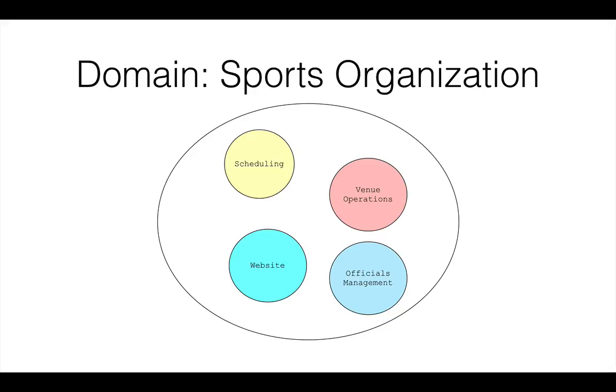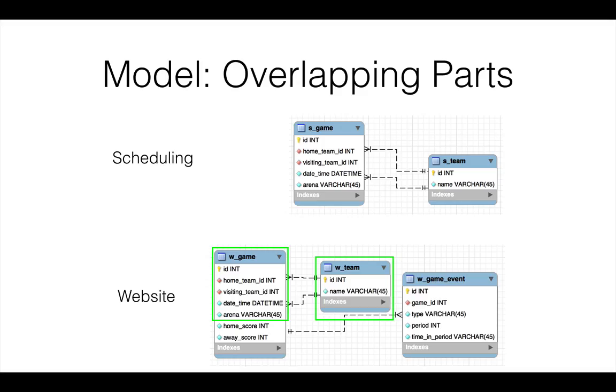Then there may be venue operations. Those are people who go to the arenas and make sure that everything is ready for the game, and so on and so forth. So obviously those people need to know something about the game schedule. Then there may be an officials management system. There may be some other systems, and all of them operate in a single top-level business domain, but they're dealing with very specific problems.